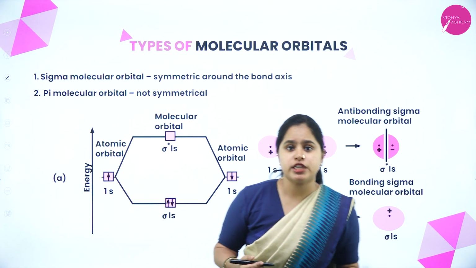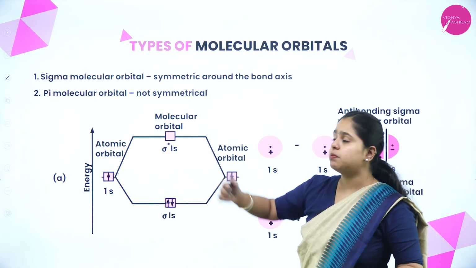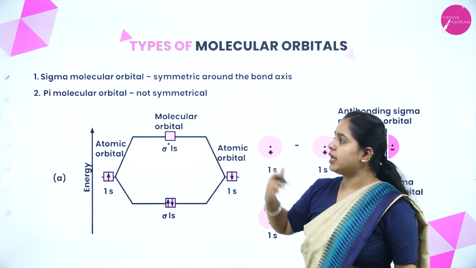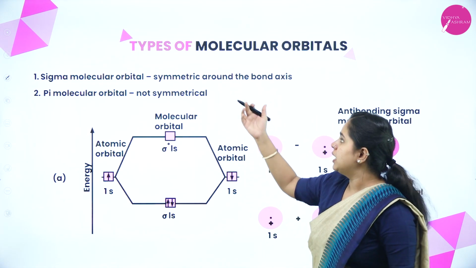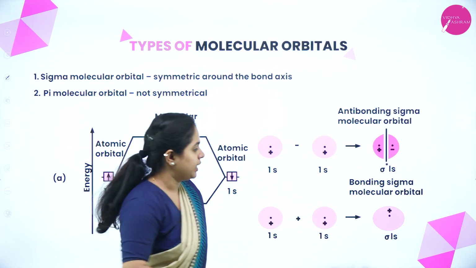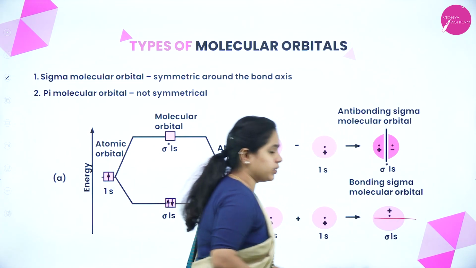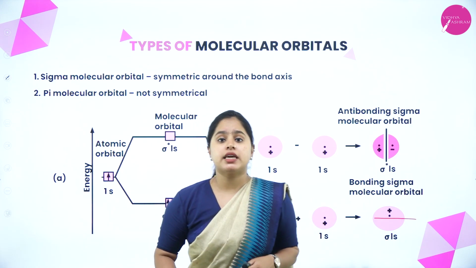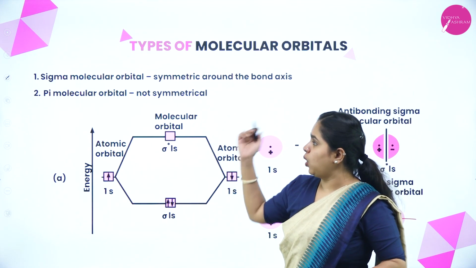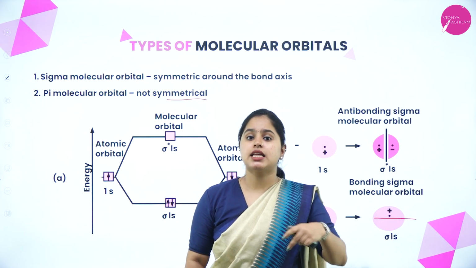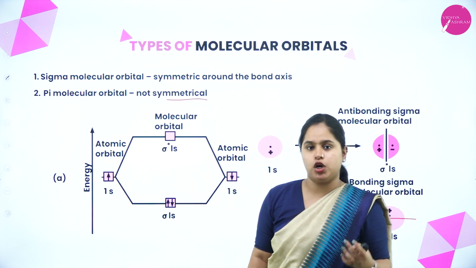There are two types of molecular orbitals, that is sigma molecular orbital and pi molecular orbital. Now the speciality of the sigma molecular orbital is that it is symmetric around the bond axis. As you can see here, it is symmetric along the bond axis. On either side, it will be symmetric. But in the case of the pi molecular orbital, it won't be symmetric along the bond axis. That is about sigma and pi molecular orbitals.